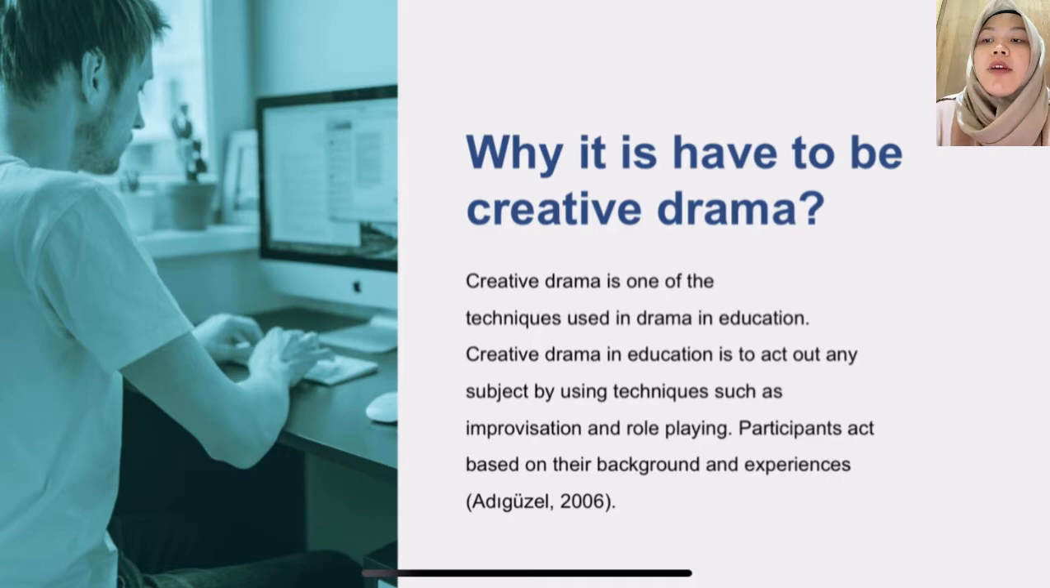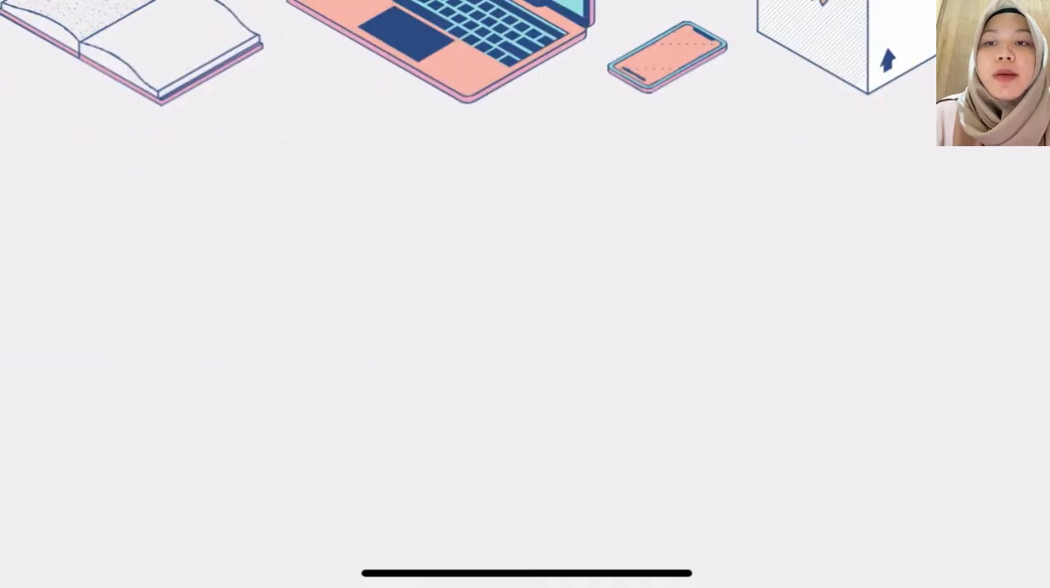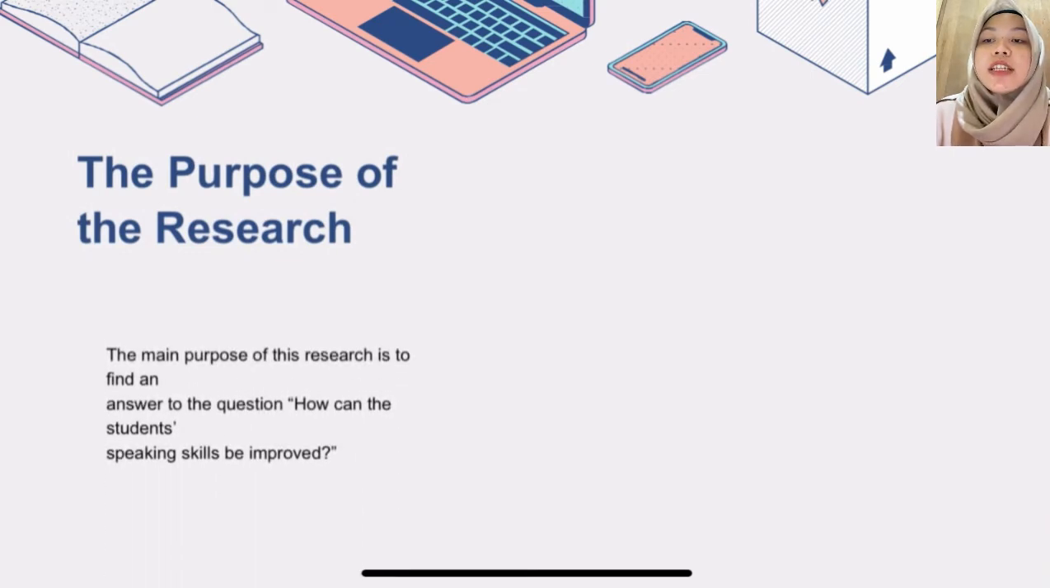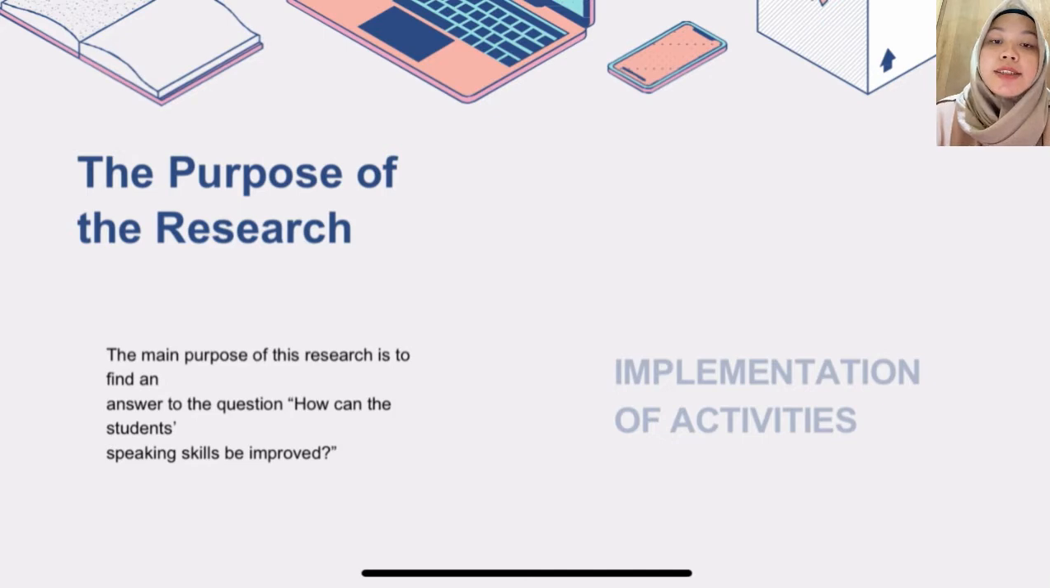Okay, like what we read from the abstract section about the purpose of this journal, the main purpose of this research is to find an answer to the question: how can the students' speaking skills be improved? At the end of the review, it was considered that creative drama activities could improve speaking skills. This development could positively affect student attitude towards the course. A positive attitude could enable students to succeed in the following speaking tasks.